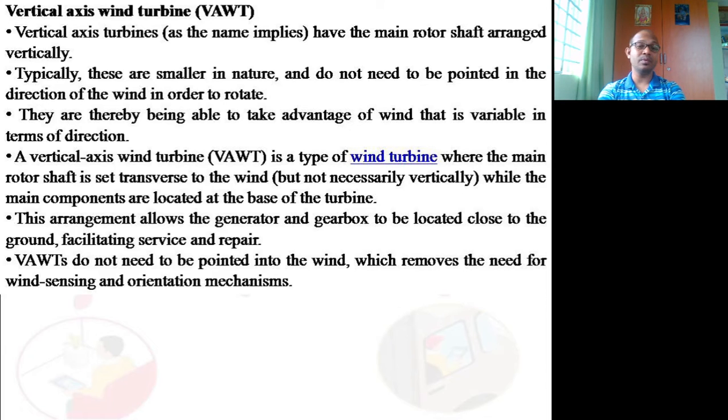This arrangement has a major advantage: it allows the generator and gearbox to be located close to the ground. When we are placing them close to the ground, the balancing is easy. Whereas when we are placing them at the top, the weight also matters. It has to be taken care of. Is it clear?